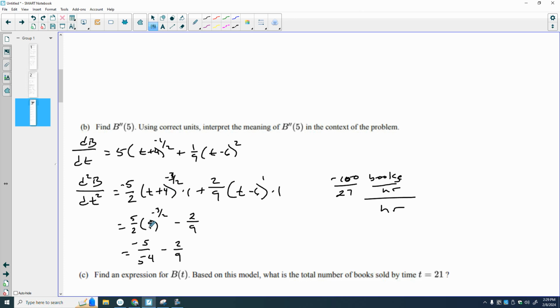So this becomes 1 over 27 because the square root of 9 is 3. 3 cubed is 27. Negative makes it 1 over. 2 times 27 is 54. The negative sign is still there, so I get negative 5 over 54. This is 2 over 9. Common denominator is 54, so I times top and bottom by 6, and I get negative 17 over 54, which is what I did have on the board if I remember right. I don't have it up anymore, but so it's negative 1700 over 54 books per hour. Okay, sorry about that. I hate stumbling through those.